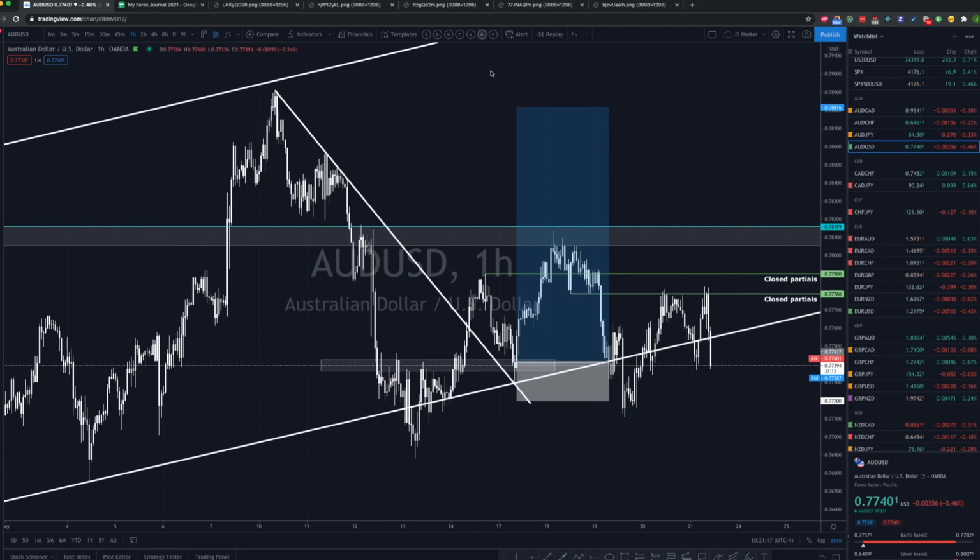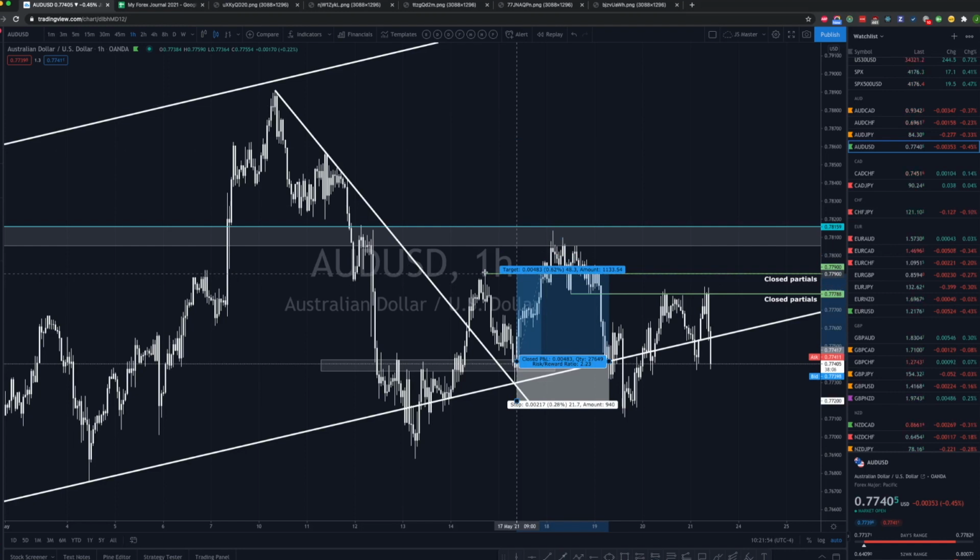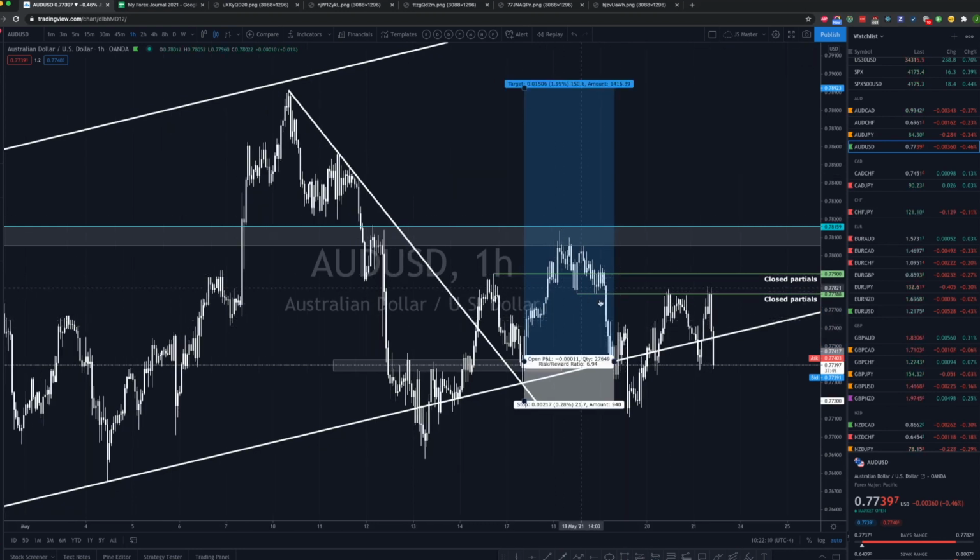The first TP was at roughly 2.23R, and then the remainder of the position was around 1.7, 1.67, 1.7, something like that. So yeah, I was happy with the trade. I was happy with how I managed it.